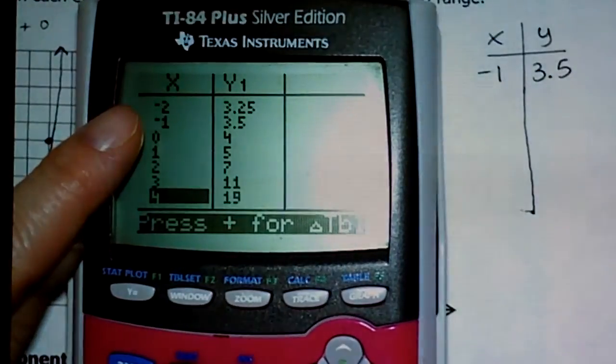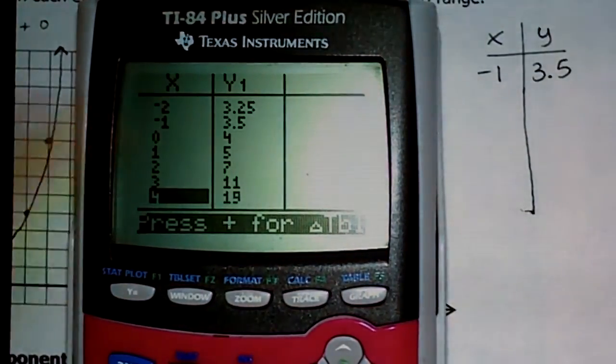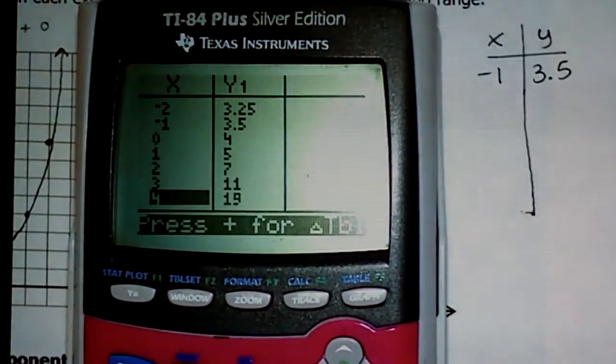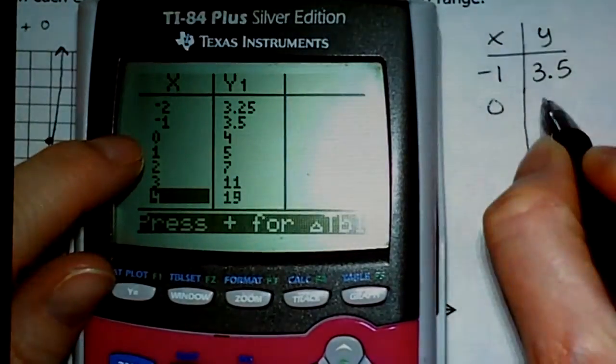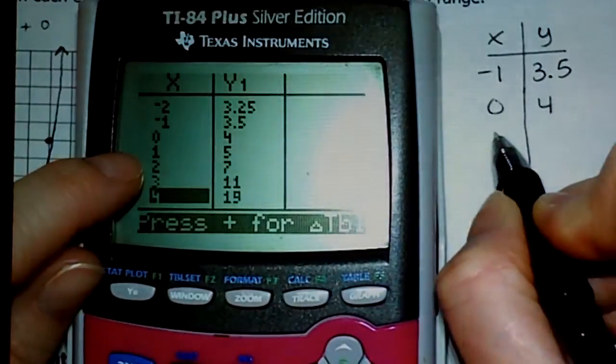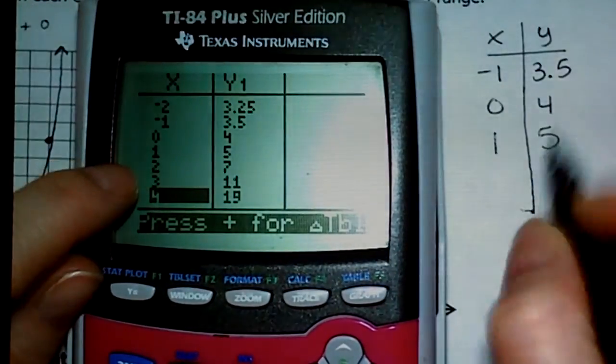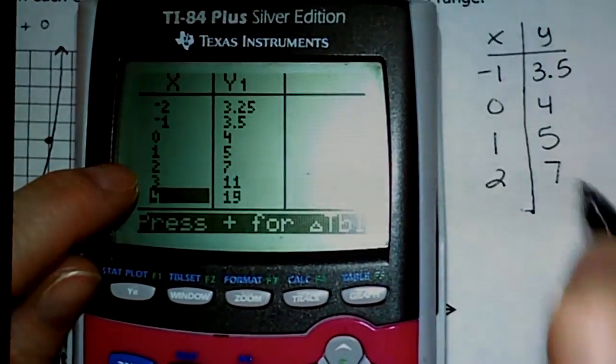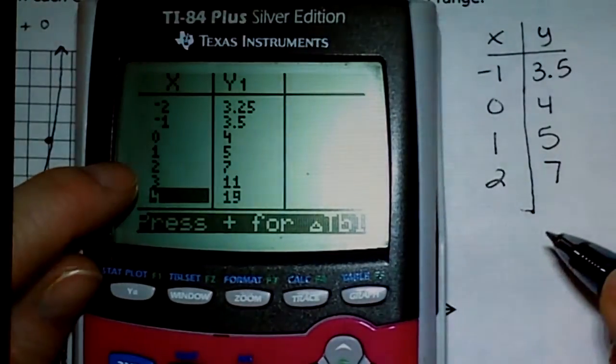I do still want to see your table values, so if you happen to get it wrong on an assessment, I can understand why. Alright, when x is 0, I see that y is 4. When x is 1, y is 5. When x is 2, y is 7. And basically plot as many points as you can fit on there.